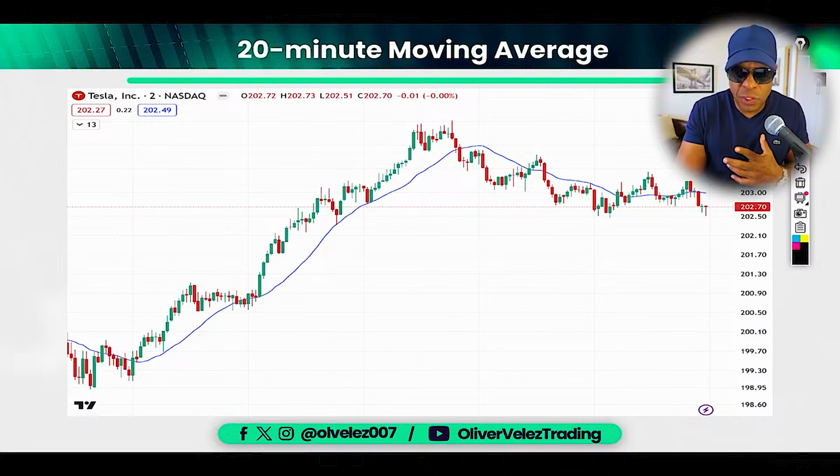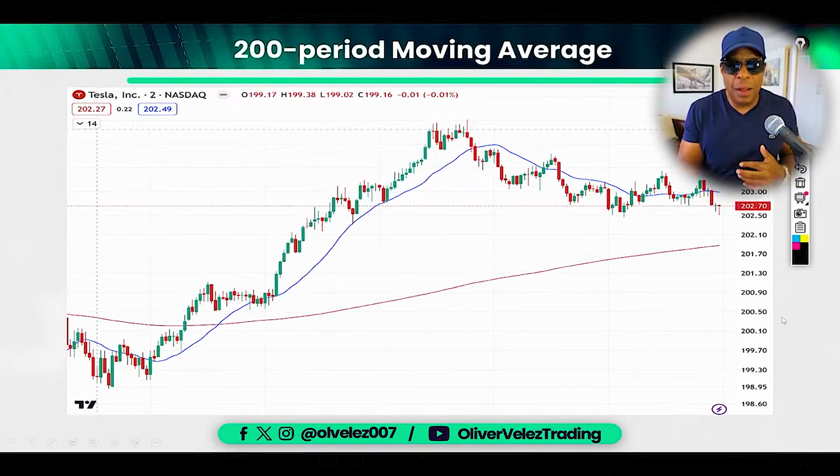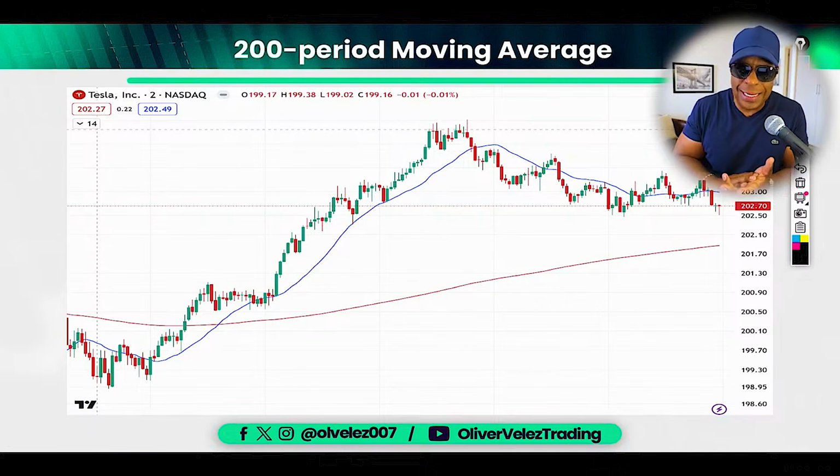Now this works in reverse as well. Now, the third tool we need is the 200-period moving average. Again, it's a simple 200-period moving average.